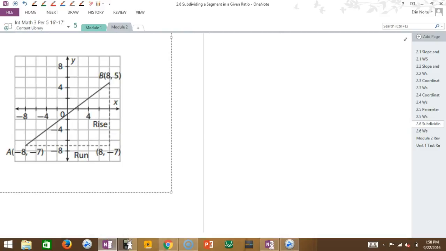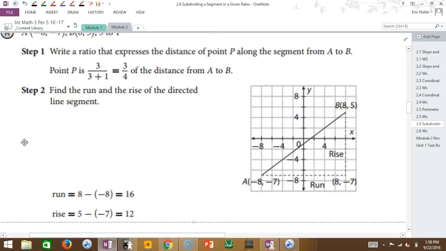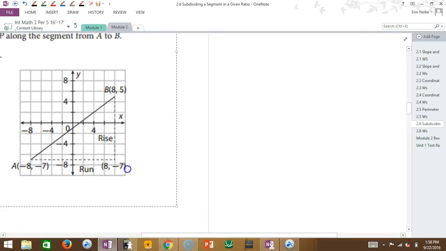Okay, so what we're going to do is we are going to basically use the rise and the run in order to cut our segment into fourths. Okay, so I'm going to start by figuring out what the change or my run is. Okay, so what is my run from here to here?